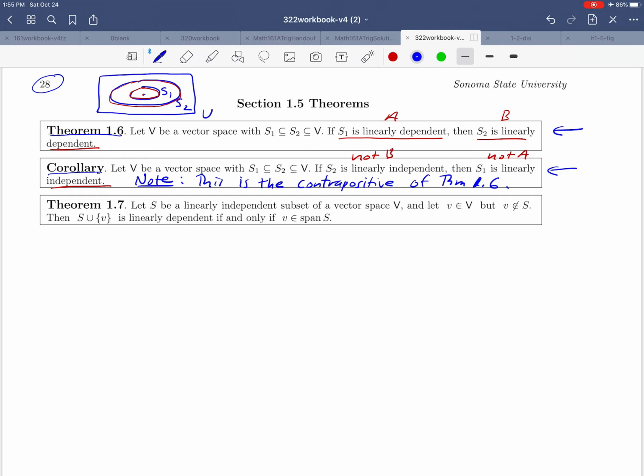Okay, and then finally, theorem 1.7. Let's read this together. Let S be a linearly independent subset of a vector space V, and let v be in V, but not in the set S. It says that the set S union {v} is linearly dependent if and only if v is in the span of S. I'm hoping that you recognize that as being similar to the problem that we just did in the previous video. In fact, it's logically equivalent to that.